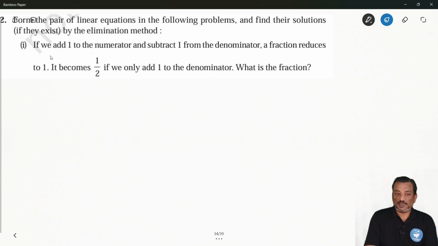तो सबसे पहले क्वेश्चन में हमें क्या बोल रहा है? If we add 1 to the numerator and subtract 1 from the denominator, a fraction reduced to 1. ठीक है? Now, it becomes 1 over 2 if we only add 1 to the denominator. What is the fraction? So, according to the question, यहाँ पे बात हो रहा है क्योंकि ऐसा एक सेम क्वेश्चन हमने लास्ट वीडियो में भी देखा था, ठीक है, सब्स्टिट्यूशन मेथड में. तो सिंपल यहाँ पे बोल रहा है बात फ्रैक्शन की बात हो रहा है.